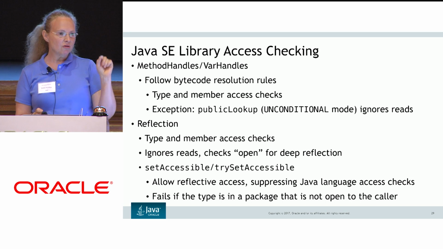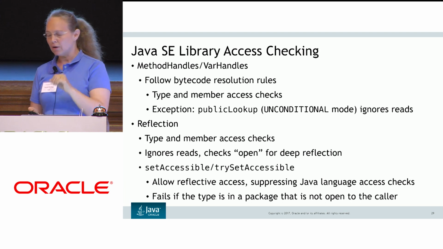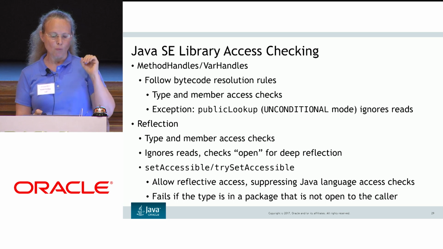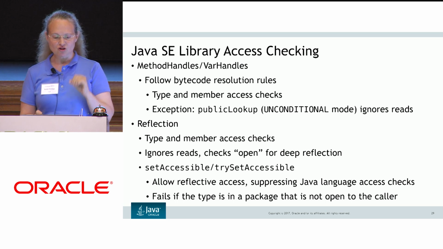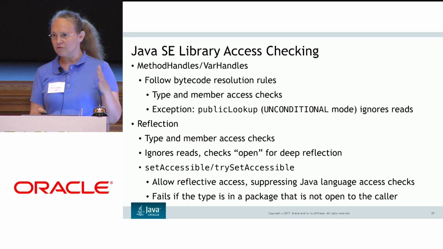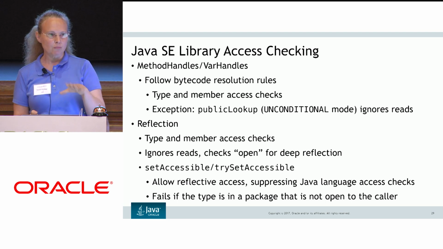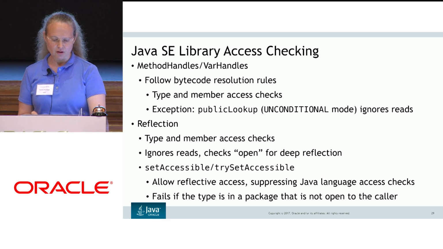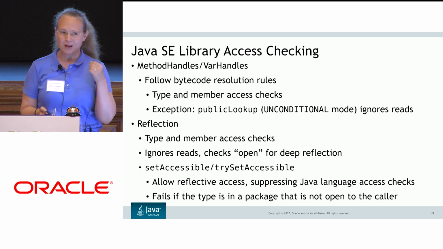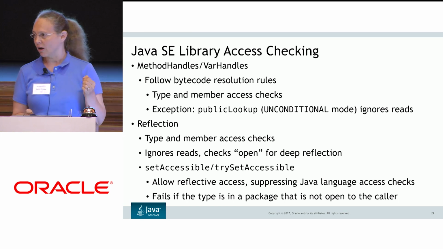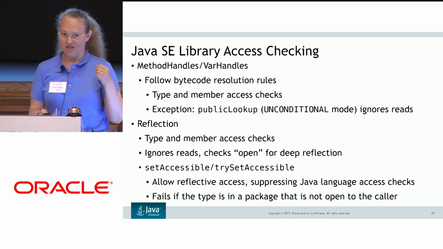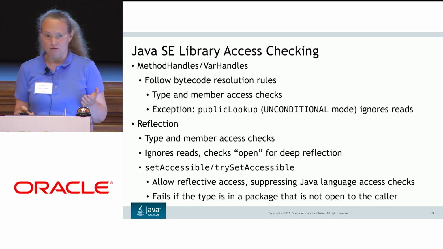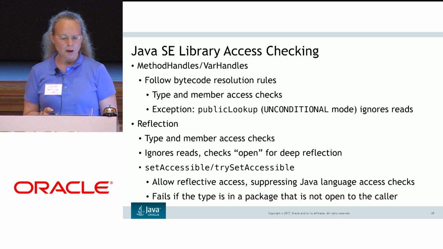Libraries, so method handles and var handles follow the bytecode resolution or Java language access check rules. So they should behave the same way, doing the type and member access checks. There is an exception, of course, for backward compatibility. There's a public lookup with unconditional mode that ignores reads. One thing to note here is that for performance, with a lookup, we can pre-cache the answer to that check because it's the same guy requesting the same member access. So that's how we make method handles and var handles faster, or one of the ways.